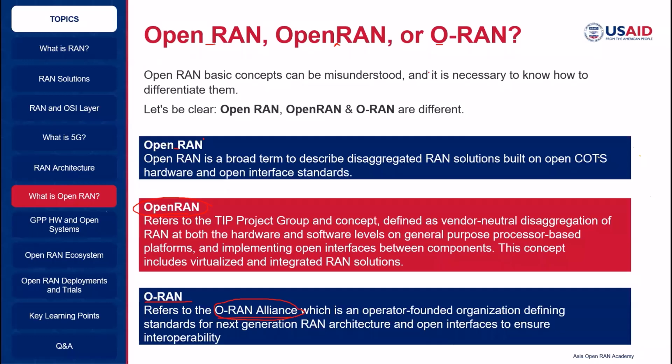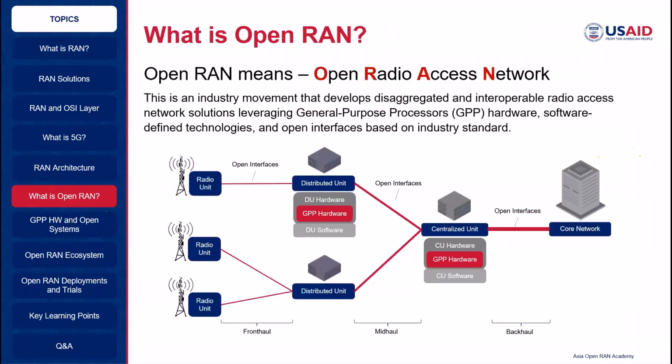Now let's go to Open RAN. What is really Open RAN? Open RAN means Open Radio Access Network. This is an industry movement that develops disaggregated and interoperable radio access network solutions, leveraging on what? 3GPP processors or general purpose processors, hardware, software-defined technologies, and open interfaces.